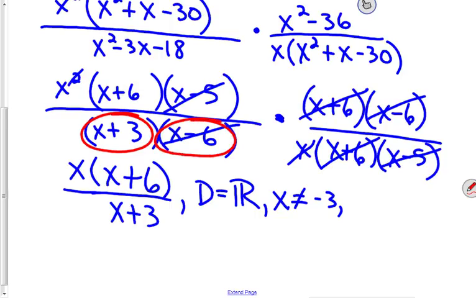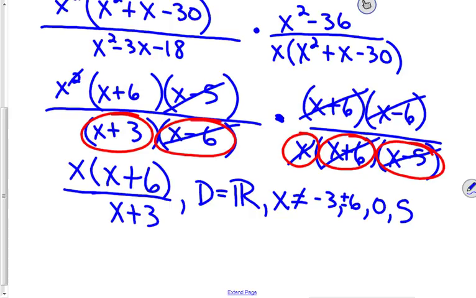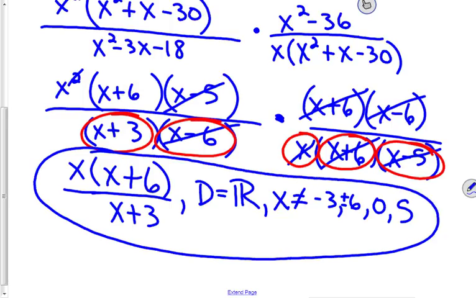Here, x cannot equal +6. Okay? Here, x cannot equal 0. Here, x cannot equal negative 6. All right, so maybe I'll call this plus and minus 6. And here, x cannot equal positive 5. So those are all the restricted values in my domain. So I've simplified it, and I've written down my domain, and now we're done.